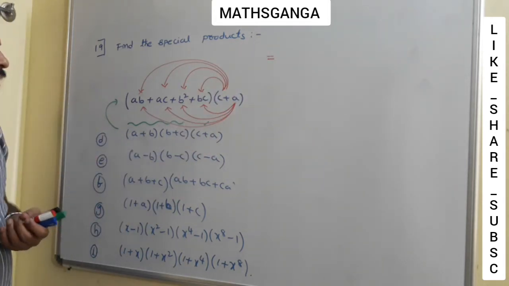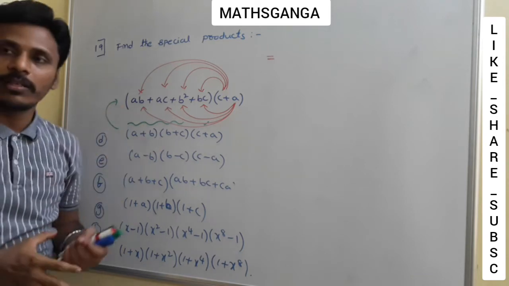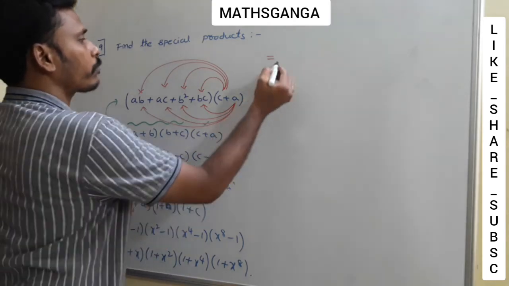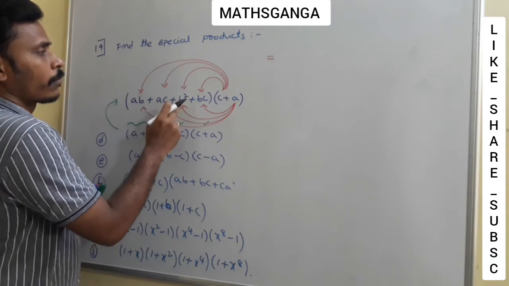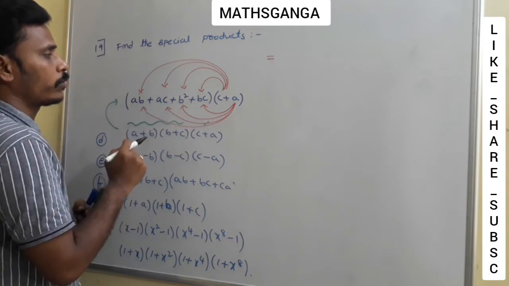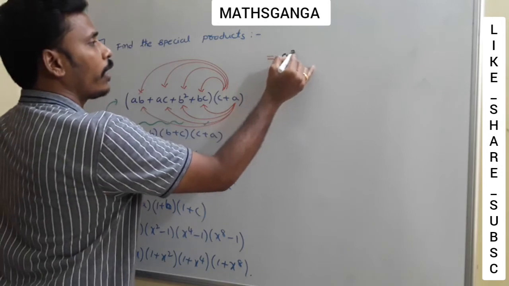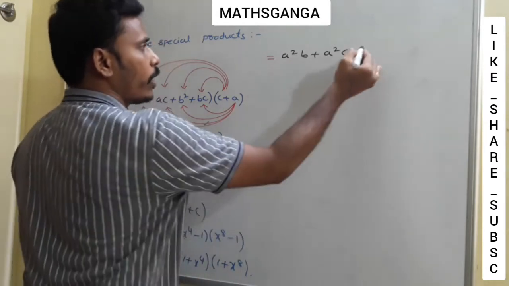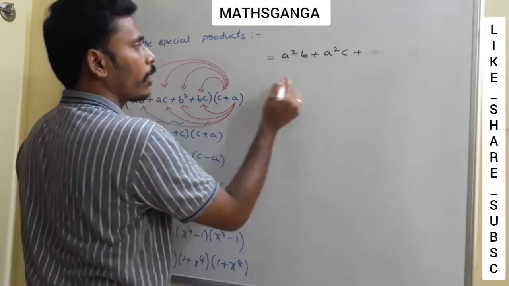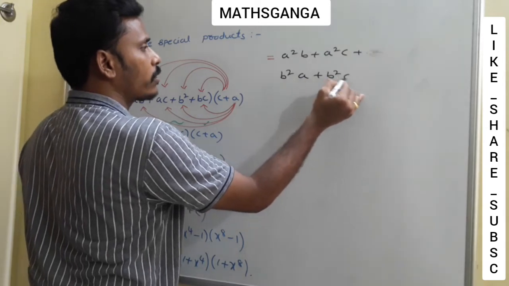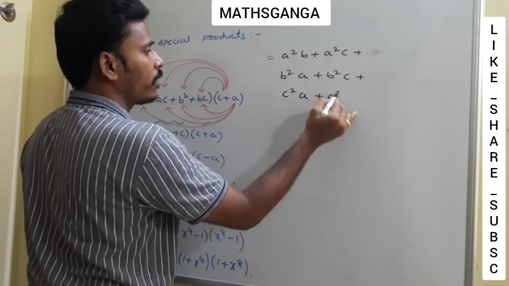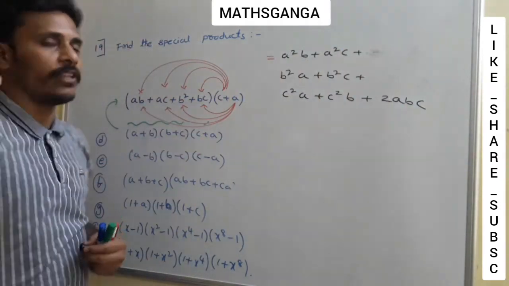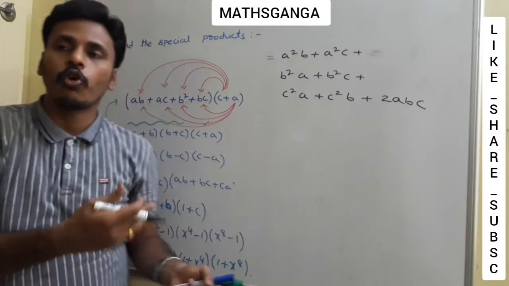Directly I will give you the answer: if you multiply all these things and then add, it becomes like this. That will be a square b plus a square c plus b square a plus b square c plus c square a plus c square b plus 2abc. You will get it as a result if you multiply these two. Directly I mentioned here, if you need, you just go with your own calculation.